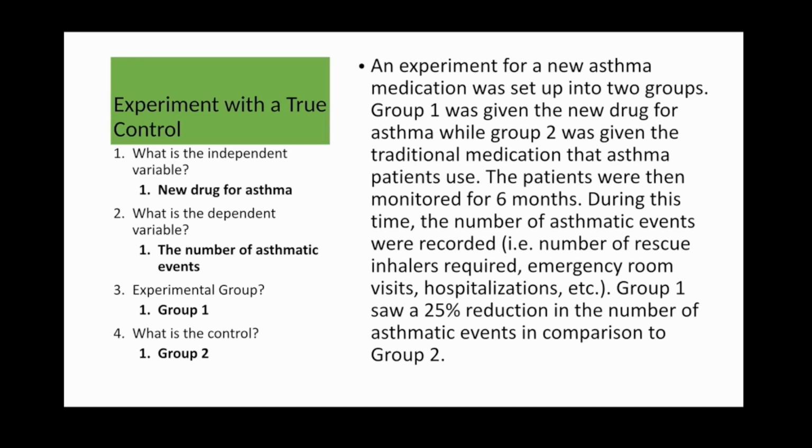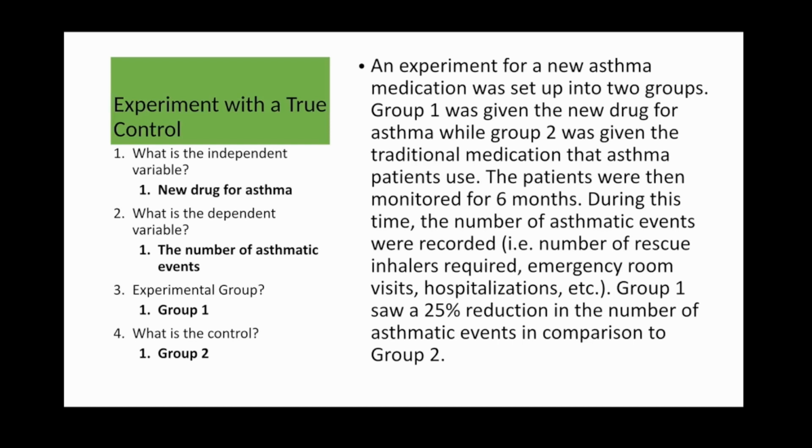The patients were then monitored for 6 months, so that would be a constant, or a control variable. During this time the number of asthmatic events were recorded, i.e. number of rescue inhalers required, emergency room visits, hospitalizations, etc. Group 1 saw a 25% reduction in the number of asthmatic events in comparison to Group 2.